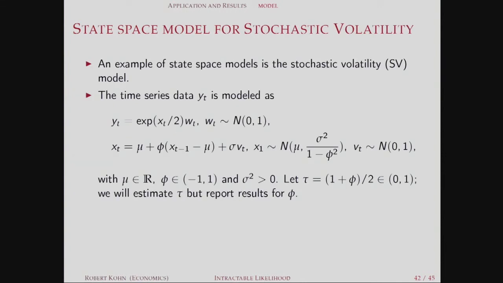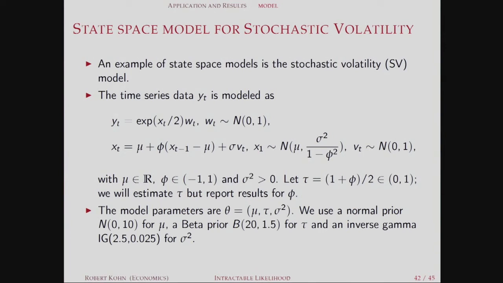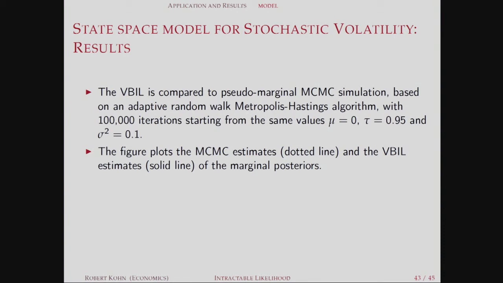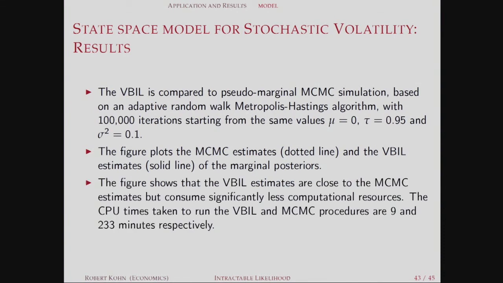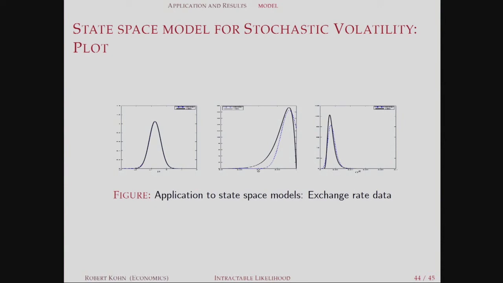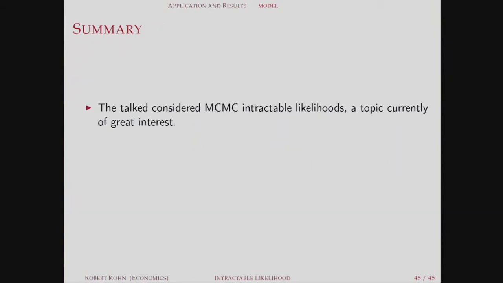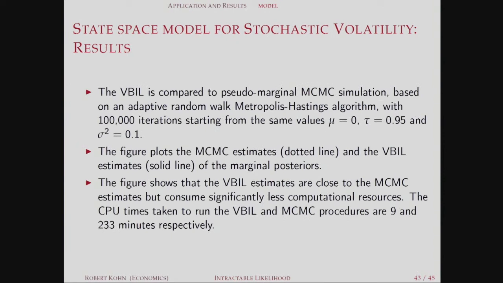I want to take an example, and then I want to wind up and just discuss things. So we take a state space model that's a very simple state space model. We can easily do it by MCMC, but again, it's a workhorse to demonstrate how these things work. There are 3 model parameters, and we compare the variational Bayes solution to the MCMC solution. And we find that the variational Bayes solution is not the same as the MCMC solution, which is the gold standard, but it comes close. And basically, the CPU time to run variational Bayes and MCMC was 9 and 233 minutes respectively.